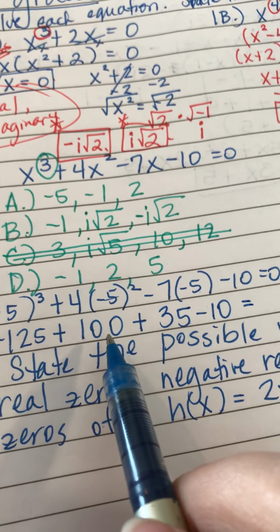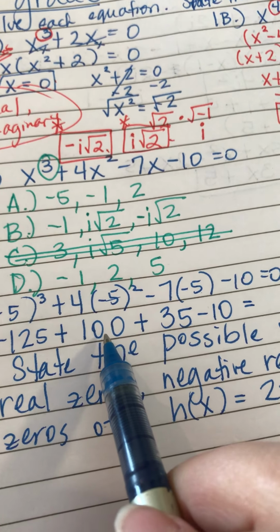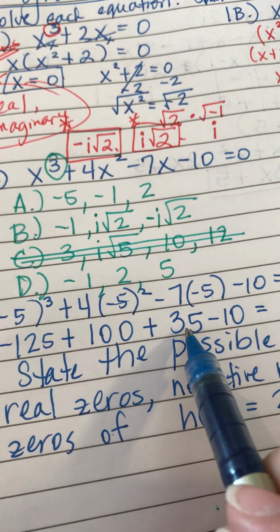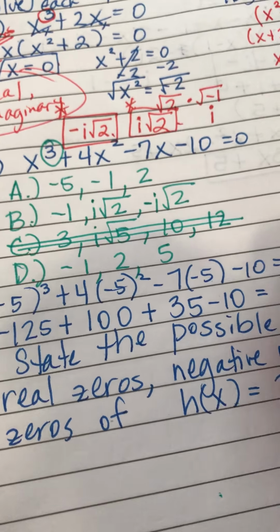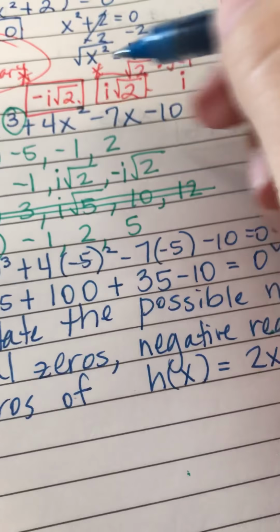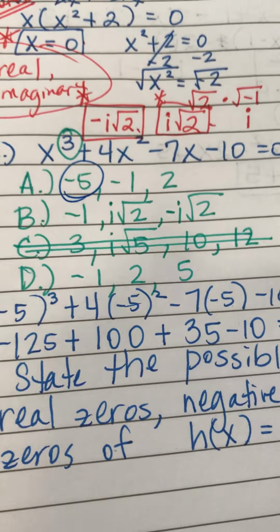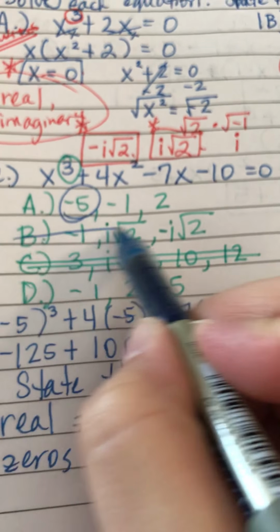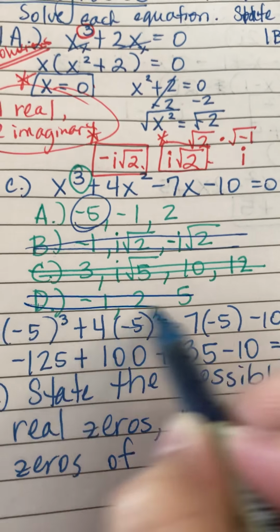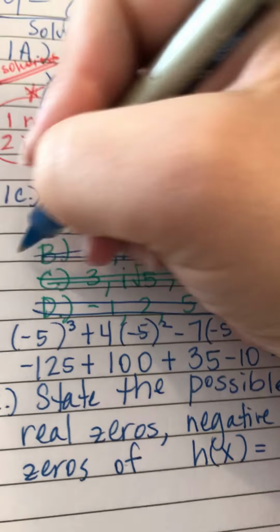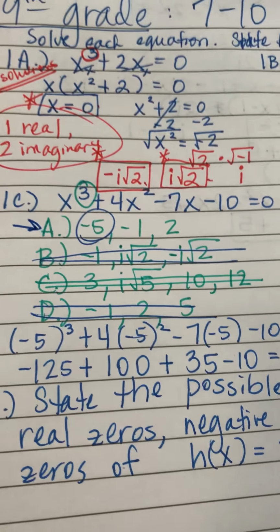So if I do negative 125 plus 100, I get negative 25. Plus 35, I get 10. Minus 10, I get 0. So 0 does equal 0. So negative 5 is a solution. So that means since this one doesn't have negative 5 in it, it's not the right answer. And this one doesn't have negative 5 in it, so it's also not the right answer. So I would pick the one that has negative 5.